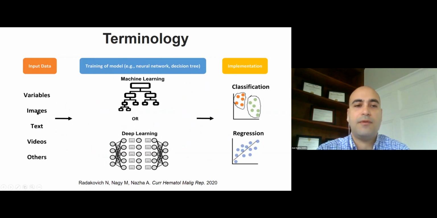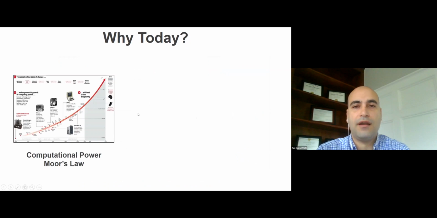But one of the easiest ways to think about machine learning is that you have a set of inputs. These inputs can be variables, images, text, videos. You have a set of outputs. This output is something we try to predict. There are two types of predictions. One could be classification, so we have an algorithm trying to detect a dog or a cat. That's a binary classification. Or regression problems. These are continuous numbers, so trying to build an algorithm to predict house prices in New York City. That would be a continuous number. And in between, you have a machine learning algorithm or a deep learning algorithm.